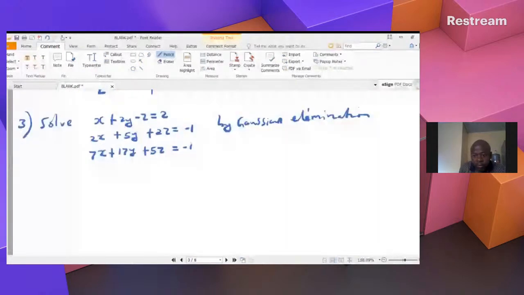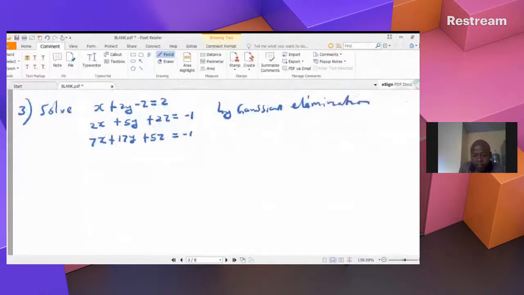First of all, we extract the augmented matrix. That is 1, 2, that was z, so it's -1, and then 2. This one is 2, 5, 2, -1, and 7, 17, 5, -1.